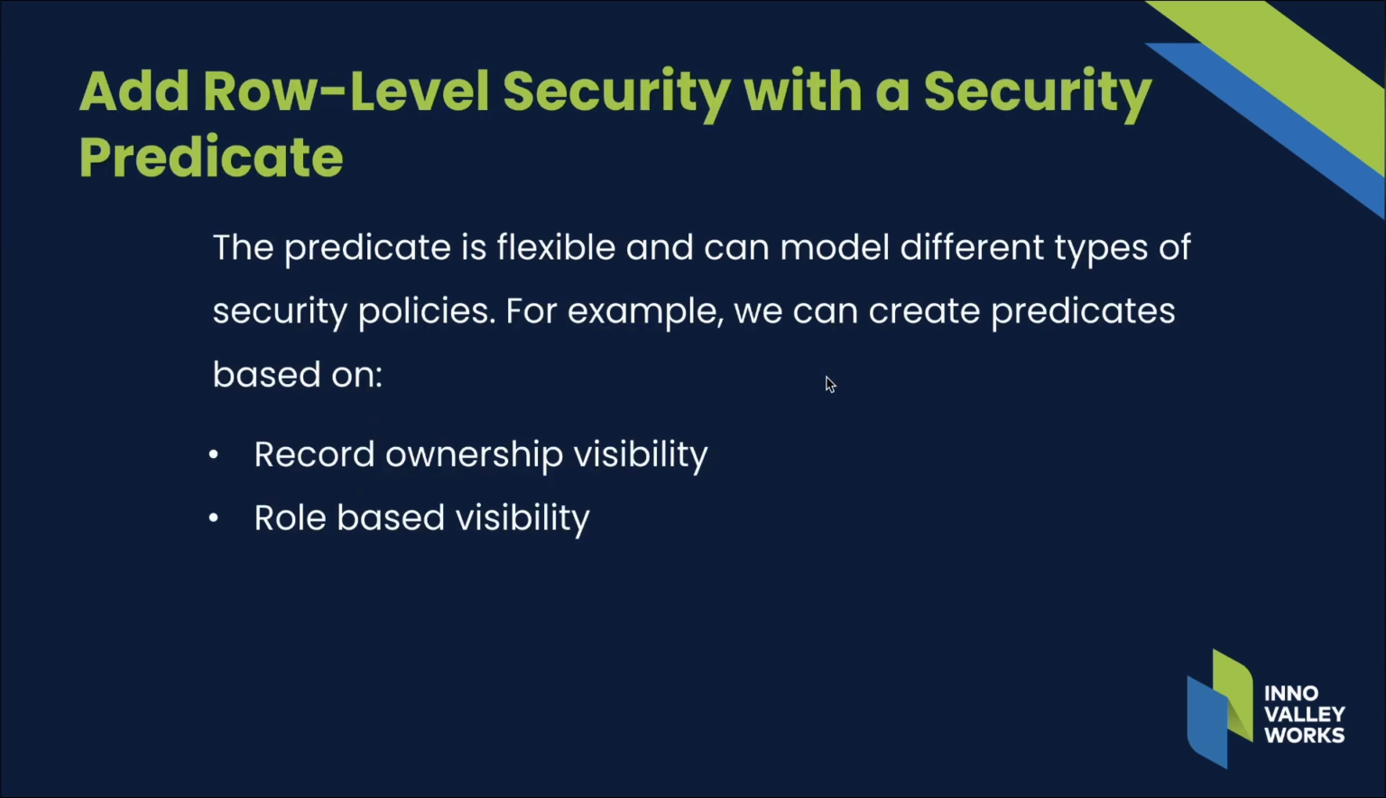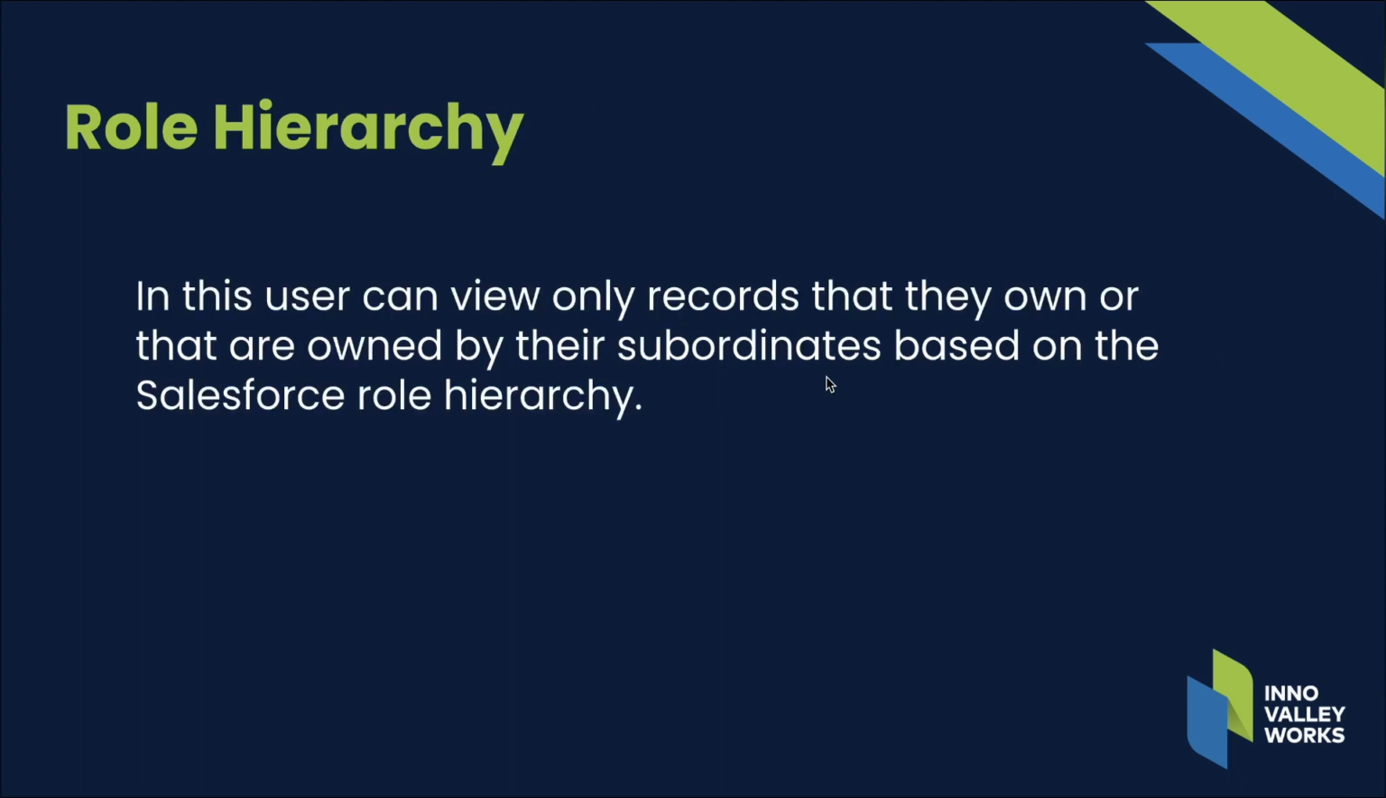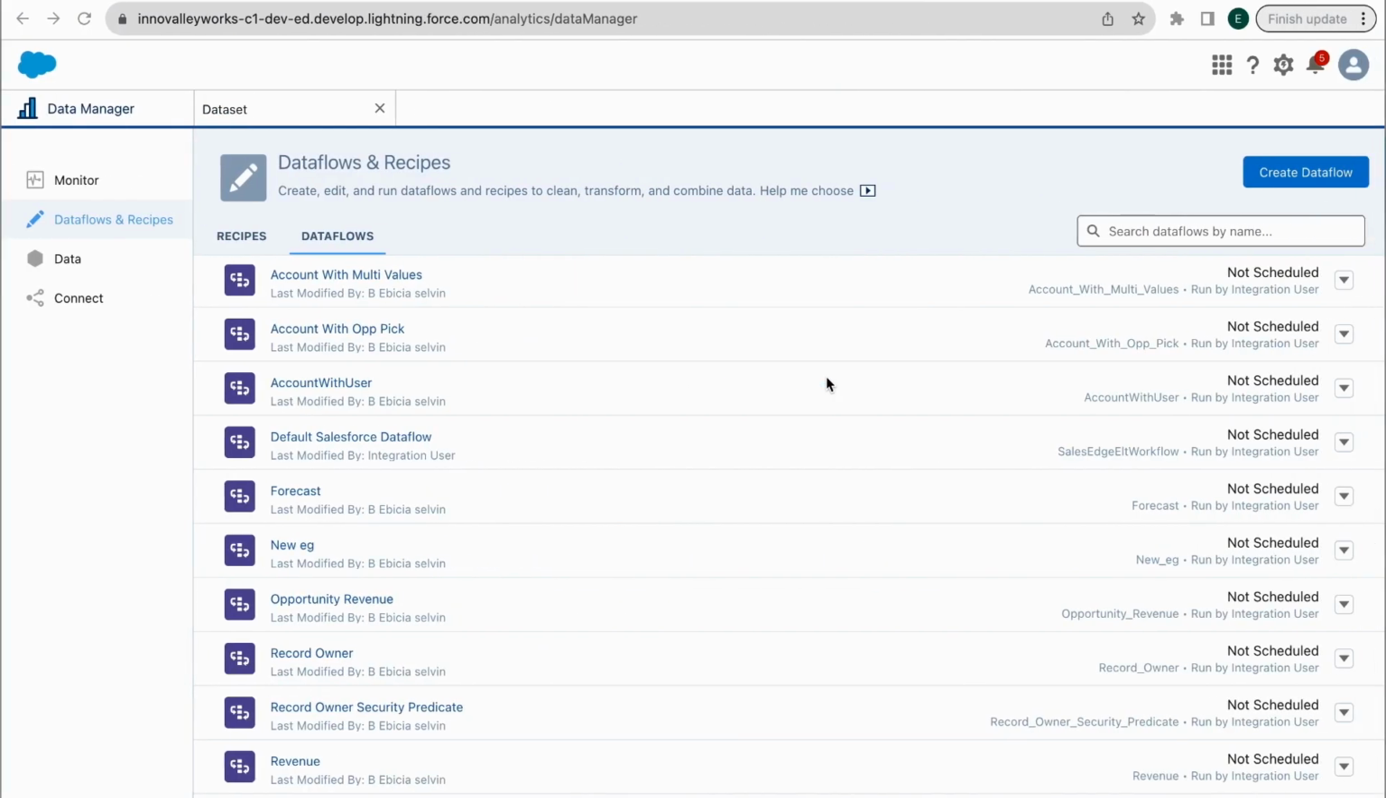Here, I'm going to use two types of security predicate. One is record ownership visibility and another one is role-based visibility. Record ownership visibility is nothing but only the owner of the record will be able to view the records in a dashboard. Role hierarchy is nothing but the user can view only records they own and the records owned by their subordinates. Let's get into a demo.